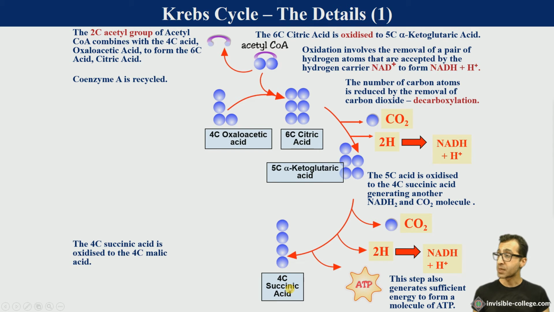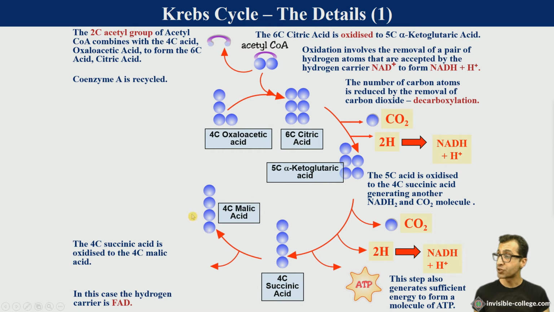Now the 4-carbon succinic acid is then further oxidized to a 4-carbon malic acid. Now this step, the removal of hydrogen, involves the addition of hydrogen to a different hydrogen carrier, FAD, flavine adenine dinucleotide, and this forms FADH2. So in the oxidation of succinic acid to malic acid, we are removing a pair of hydrogen atoms. That pair of hydrogen atoms is accepted by this hydrogen carrier, FAD, to form FADH2.